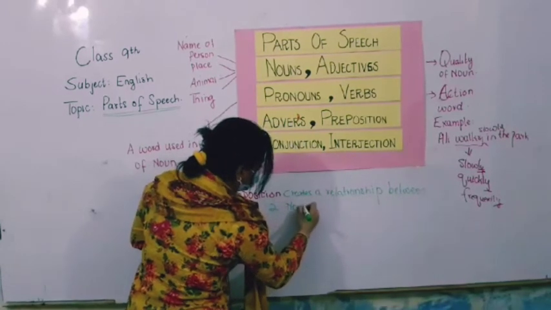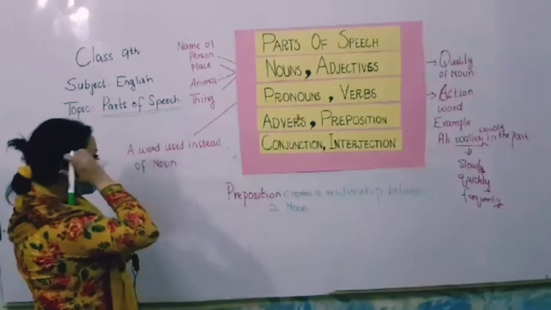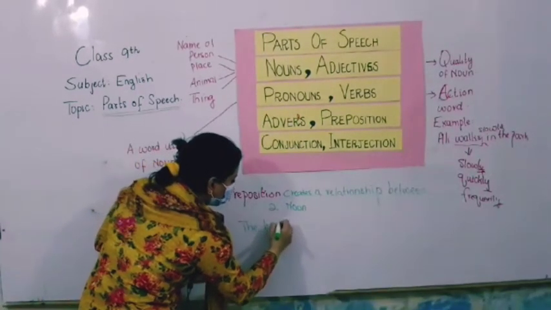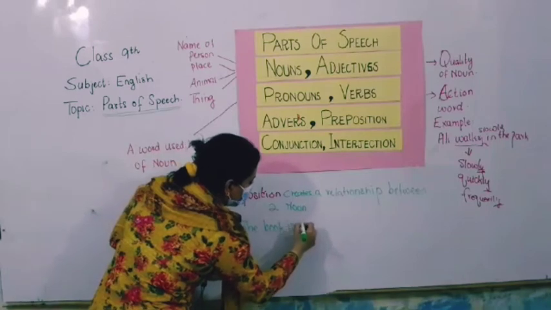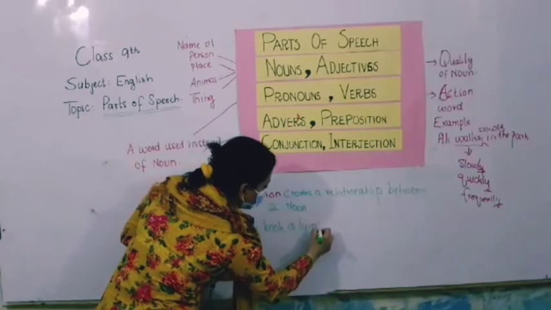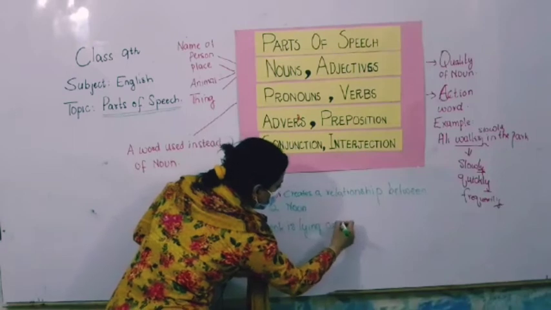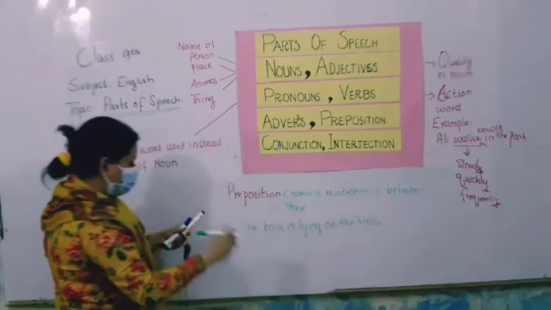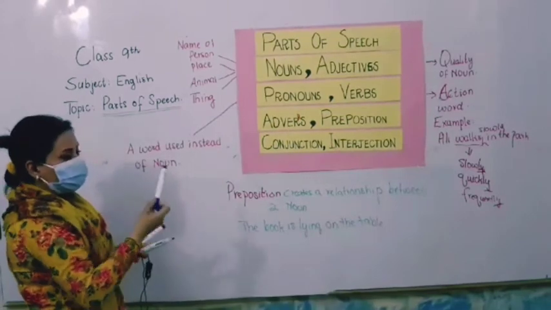I'll give you an example if that is difficult for you to understand. The book is lying on the table. Now, which word shows where the book is kept?